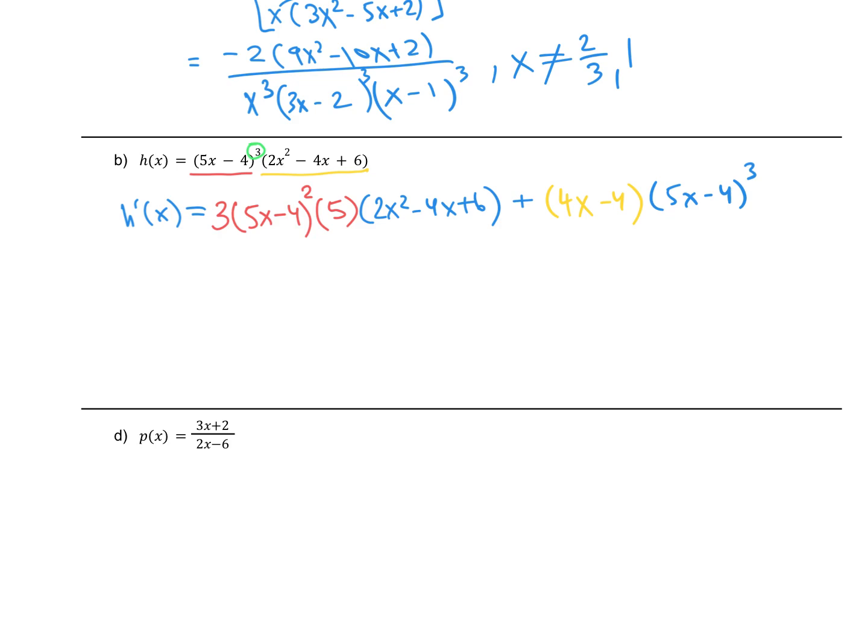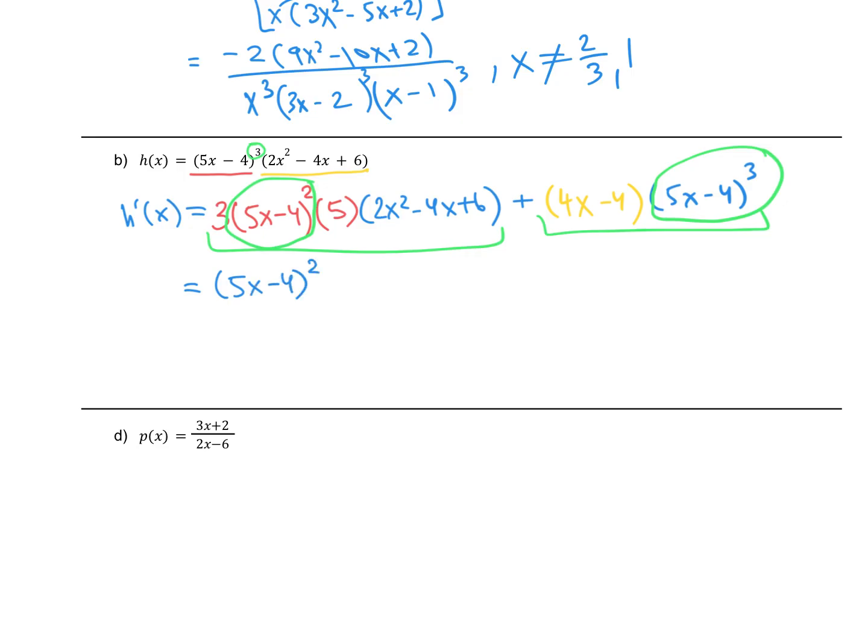Now when I see this, your first instinct might be, oh gosh, I have to expand and simplify this, but we are not going to do that. This is a unit, this is a unit, and each of them have this 5x minus 4 bracket in common. The first unit has it twice, the second one has it 3 times. So I'm going to factor out like a GCF, 5x minus 4 to the power of 2.